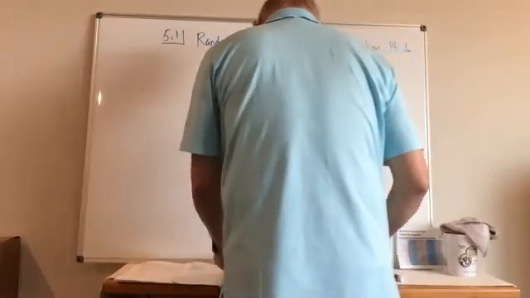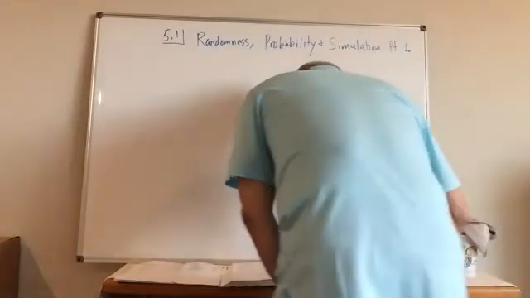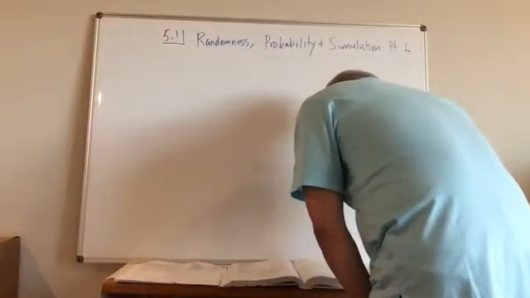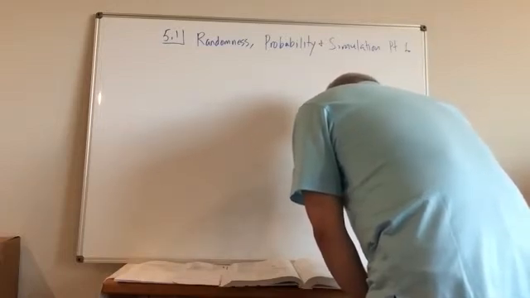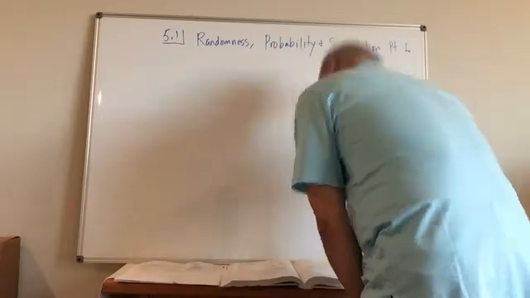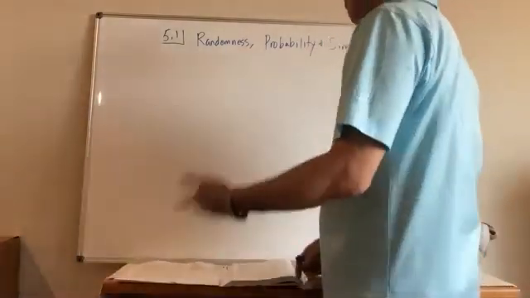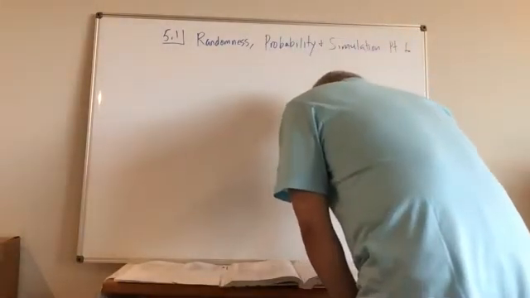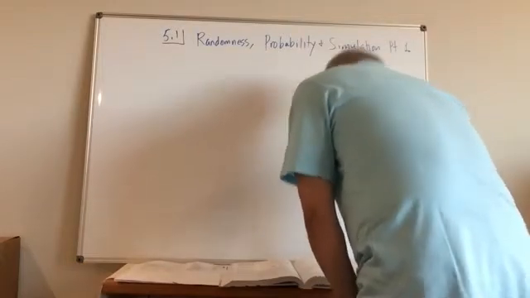301, it says the probability of any outcome of a chance process is a number between 0 and 1, because it's a probability, right? You can't have a negative probability. You can't have a probability that's greater than 1. That describes the proportion of times the outcome would occur in a very long series of repetitions.